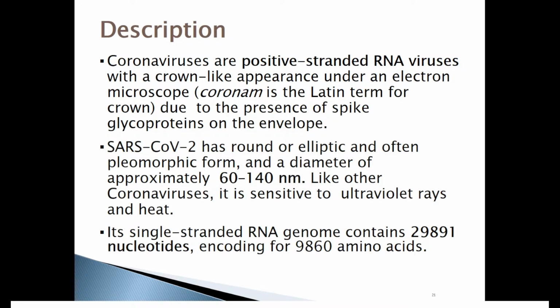It has a round or elliptic and often pleomorphic form, and a diameter of approximately 60-140 nanometers. Like other coronaviruses, it is sensitive to ultraviolet rays and heat. So in open air, when there is sunlight, it lives maybe a few hours. But when there is no sun, no ultraviolet rays, it may live on a surface for a long period of time. It may last up to 3-5 days. It is important for the diagnosis of this disease.